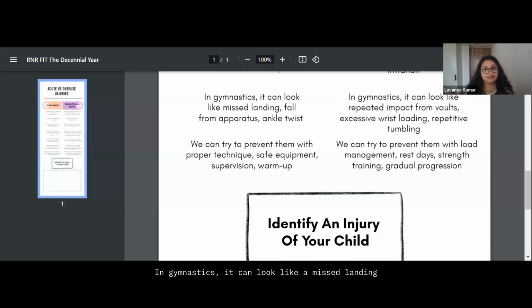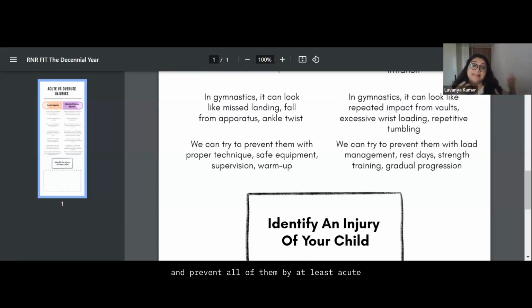In gymnastics, it can look like a missed landing or a bad landing, a fall from an apparatus, an ankle twist. And in gymnastics, chronic pain can also come from excessive impact from the walls, or even loading our wrists and loading our knee joints, and repetitive tumbling can lead to a lot of back pain too. So these are the scenarios where it can happen.